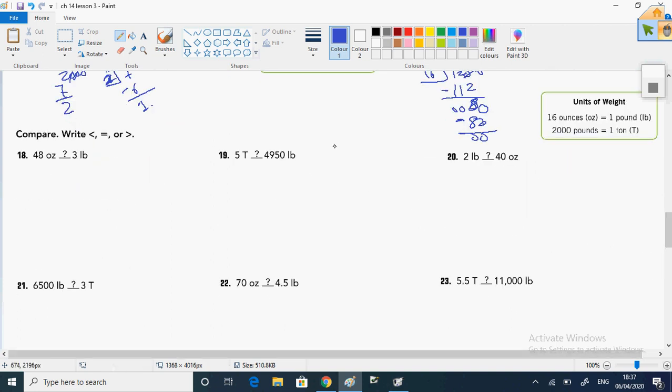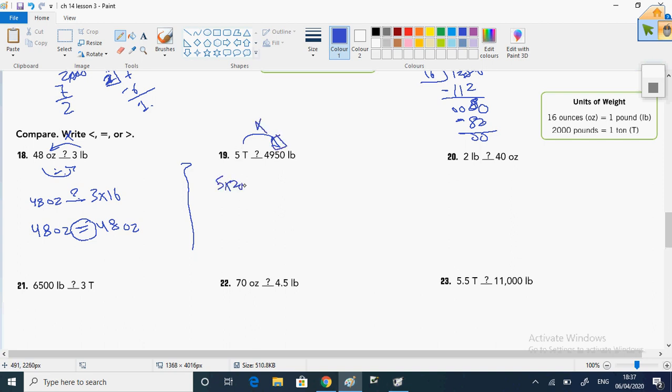Now to compare, again as I told you before, I can convert from lb to oz, multiplying, oz to lb, dividing, it's up to you. So now I will say 48 oz or 3 times 16 to convert it as oz. 48 oz is equal to 48 oz after converting.